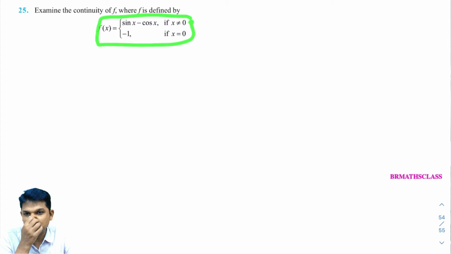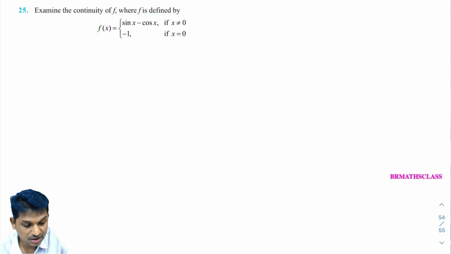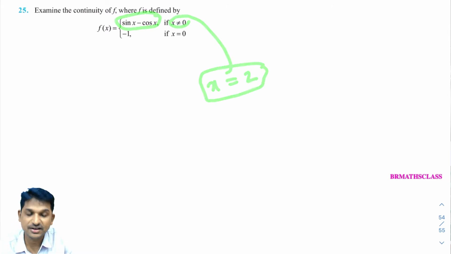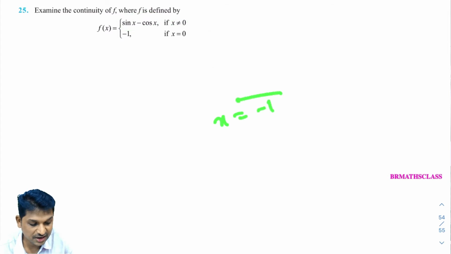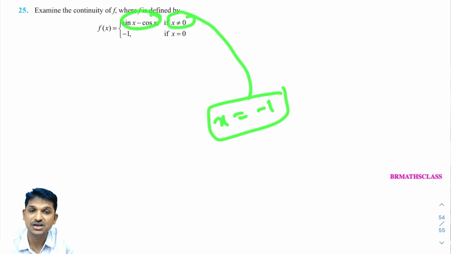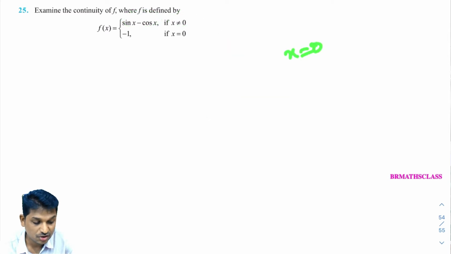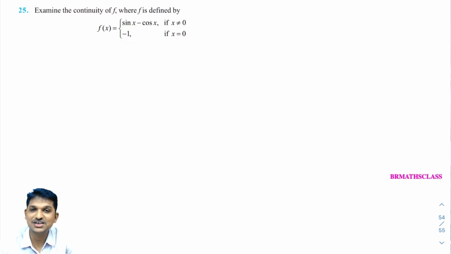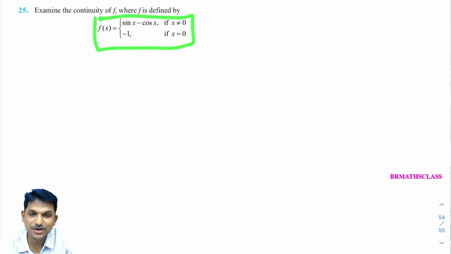Can you answer what is the domain of this function? The domain of this function is all real numbers. For example, you take x equal to 2. 2 is not equal to 0, in that case we will choose the first function. X equal to minus 1 is a non-zero number, in that case we will choose the first function. When x equal to 0, directly they given, we need to choose the second function. So, what I am trying to say, the domain of this function is what? Yes, the domain of this function is all real numbers.